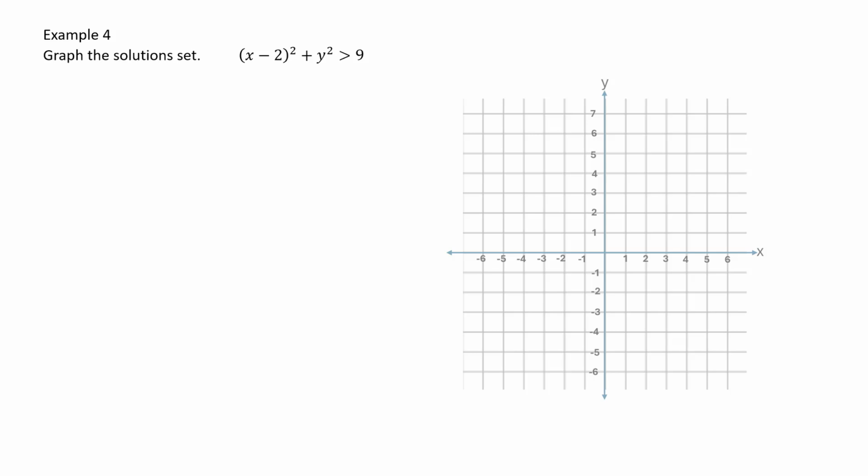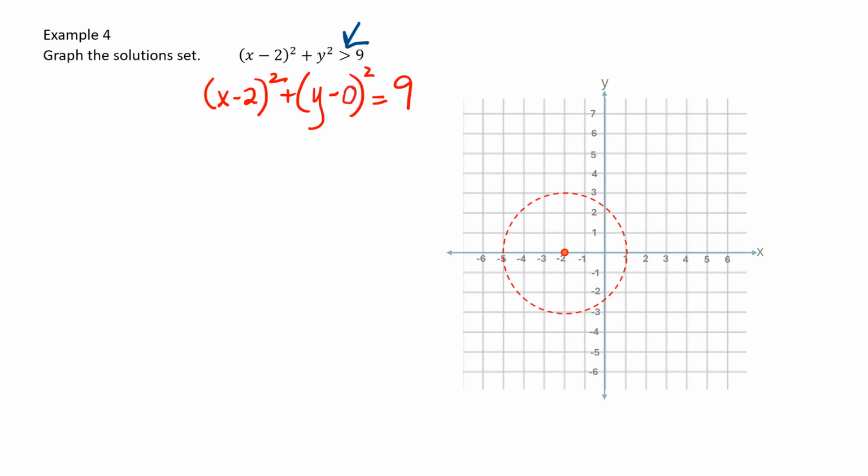Okay, we want to graph the solution set of this, and you can see right away that this is a circle. So if you rewrite this, it would be x minus 2 quantity squared plus y minus 0 quantity squared. And so that is a circle with its center at 2, 0, and its radius is 3. So we don't want to include the circle, so we're making it dotted because we just want greater than 9.